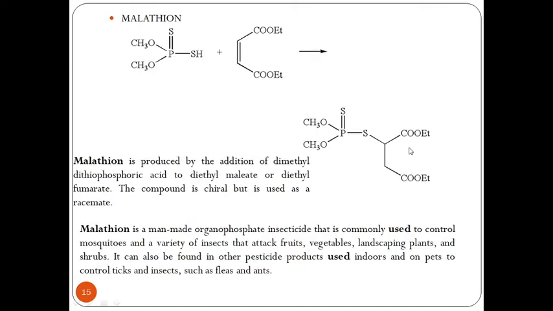Finally, in terms of the malathion system, there is an SH present in the starting material, whereas in the final product, this SH is lost. So, both synthetically and spectroscopically, we have established these synthetic insecticides.